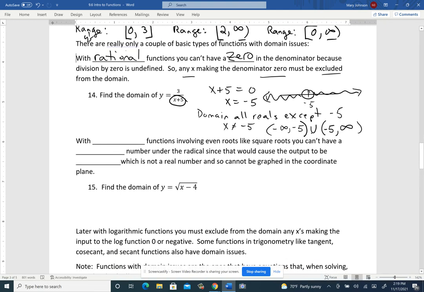Another kind would be if you had radicals that have even roots, square roots, fourth roots, that kind of thing. With that type of function, you can't have a negative number under the radical, since that would cause the output to be imaginary, which is not a real number. And so it can't be graphed in the coordinate plane, right? Remember how what you're allowed to use for x are real numbers that when you plug them in, give you real numbers that come out.